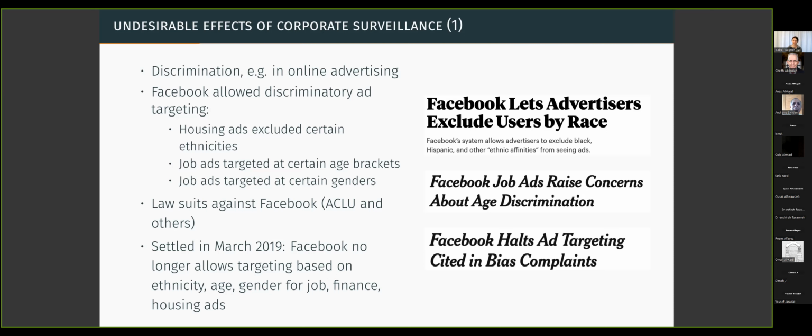And the settlement was basically that Facebook says, okay, we no longer allow targeting based on ethnicity, age, gender for ads in 3 specific categories: for job, finance, and housing ads. And the way that they realized that was that Facebook created a second advertising portal specifically for these 3 ad types, so for job, finance, and housing ads, which didn't have those targeting options. And the main advertising portal for all other ad types still had those targeting options.